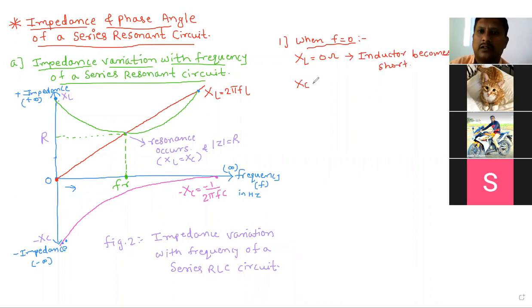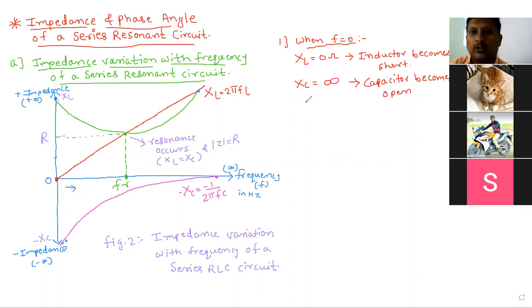Next, what is the value of XC? Infinite. Yes, XC becomes infinite. Then when the reactance is infinite, what is the meaning? It is open circuit. As it is related to the capacitor, the capacitor becomes open. This concept is very important. This is required for chapter number 4 also. When inductive reactance is 0, the inductor is short. When capacitive reactance is infinite, the capacitor becomes open. Okay, so this is very important.